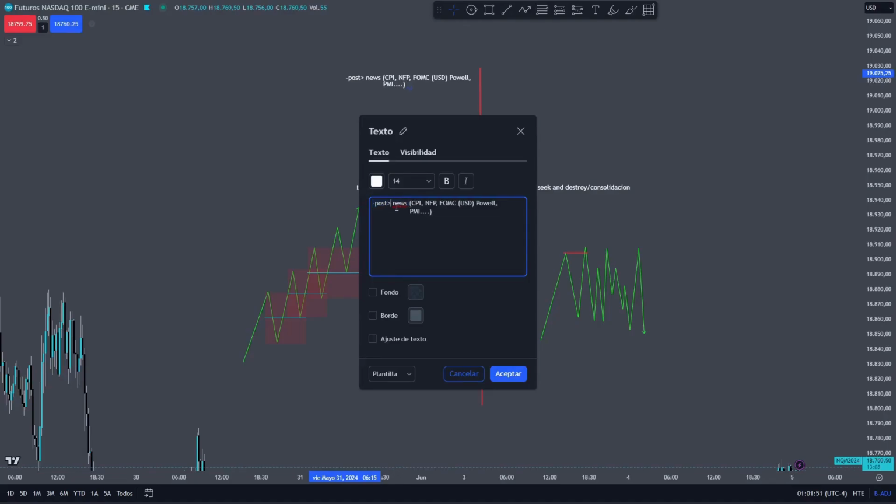After the news, I can have a fairly trending market, especially when the news meets an expectation that was held for the market. When else can I have a fairly trending market? When an area is broken.